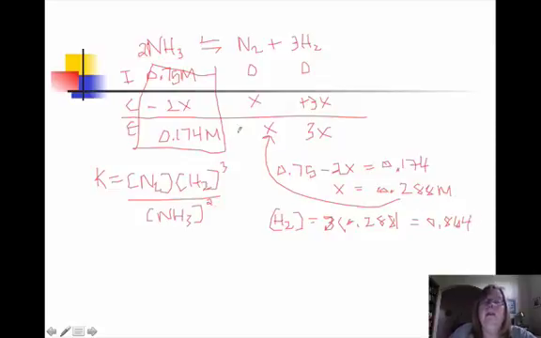All right, we've got the concentration of our nitrogen, of our hydrogen, and of our ammonia. We plug them into this expression. Don't forget to cube the hydrogen and don't forget to square the ammonia. And when I solve for the value of K, I got 6.14.